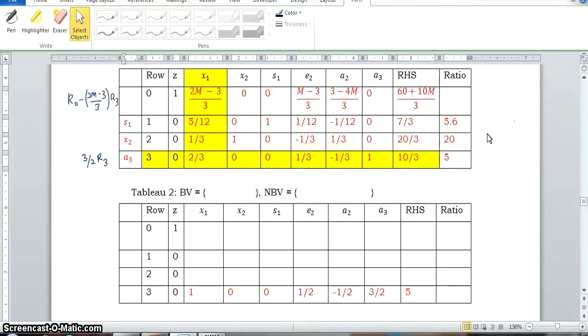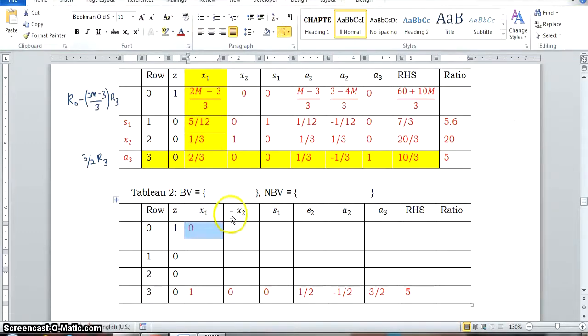Now, x1, x2, and s1 have 0 coefficient in row 0. Coefficient for e2 is negative 1 over 2. Coefficients for A2 and A3 are 1 minus 2M over 2 and 3 minus 2M over 2 respectively. The right hand side of row 0 is 25.